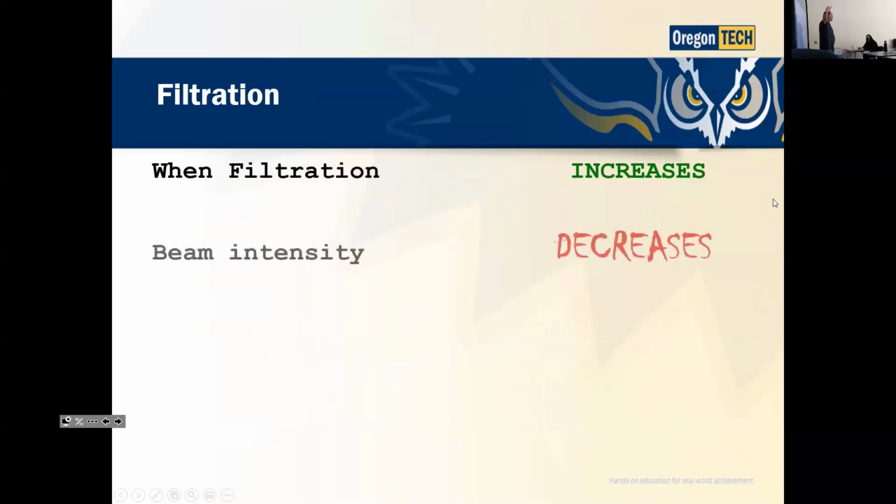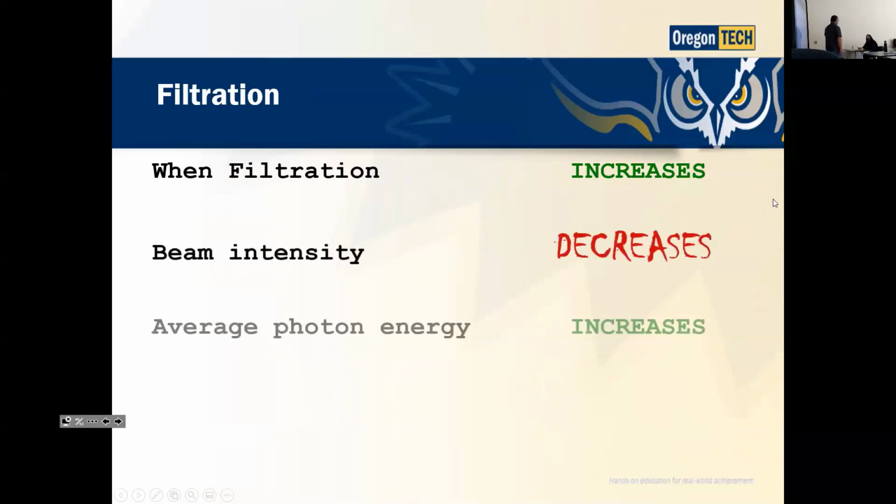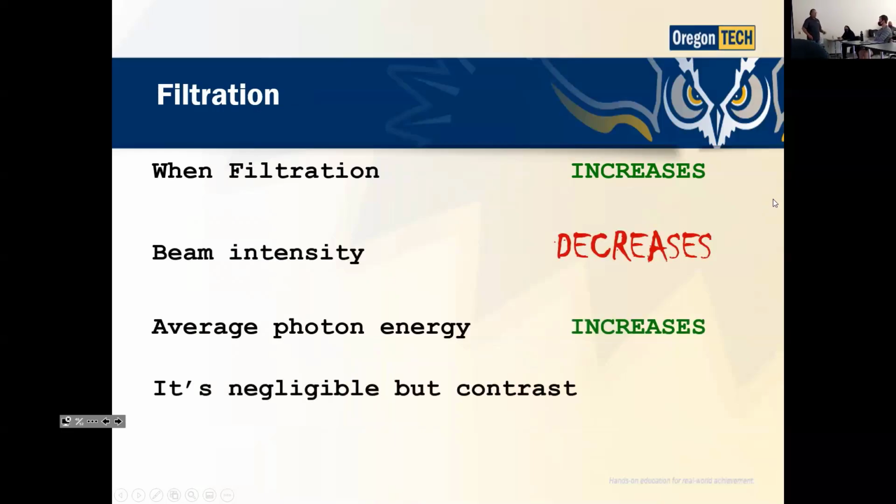Does anybody remember anything about filtration? As filtration increases, contrast decreases? I see what you did there, but that's increasing kVp, which increases the average energy of the beam. The purpose of filtration is to reduce patient dose, because it's going to absorb the low energy photons in the primary beam.